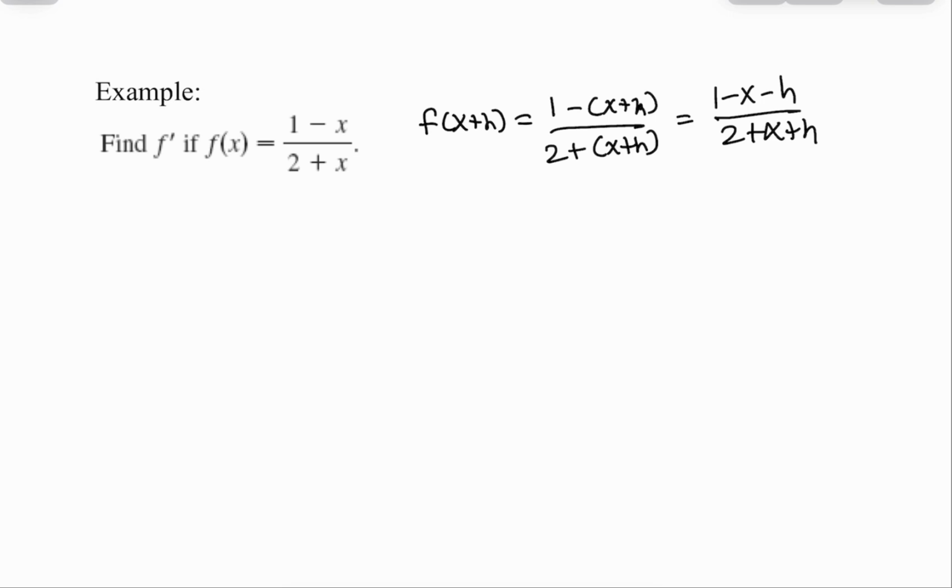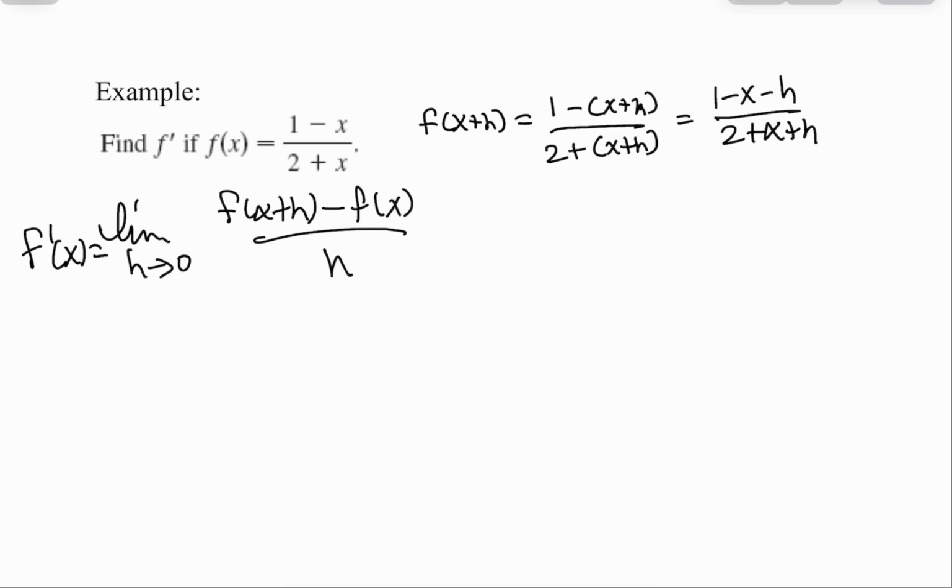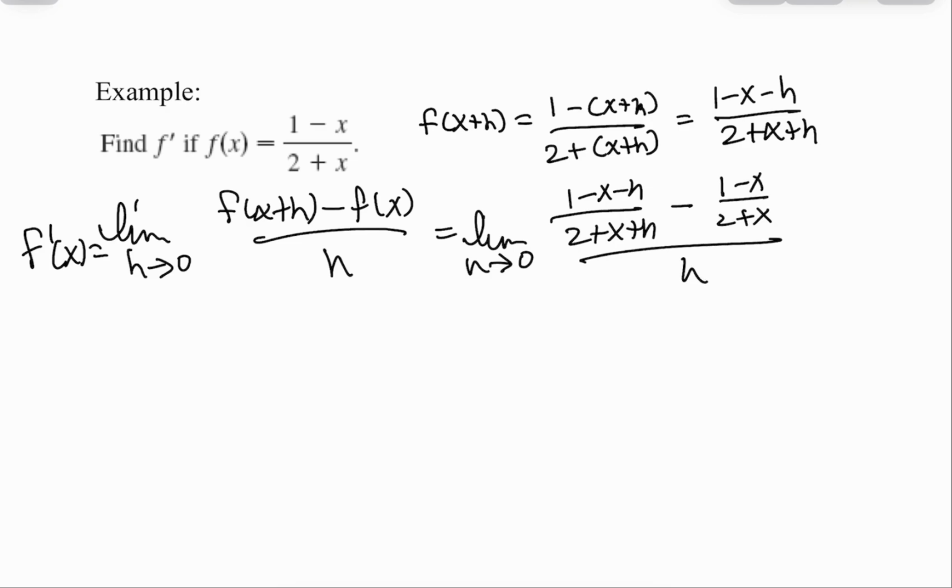So remember, the limit as h approaches 0 of f of x plus h minus f of x all over h is our derivative. So let's place those things where it goes. So f of x plus h goes first. So 1 minus x minus h over 2 plus x plus h, minus our original function. So I'm just going to put that fraction over here and all over h.